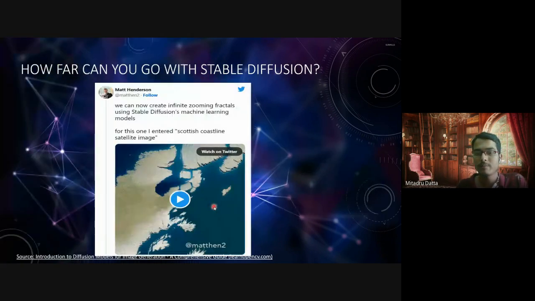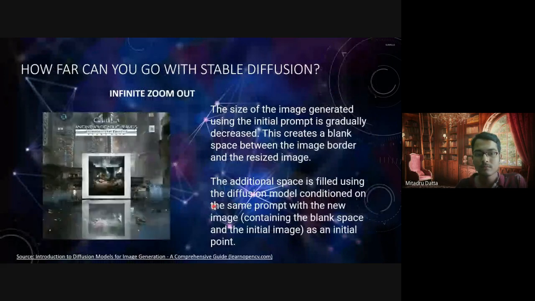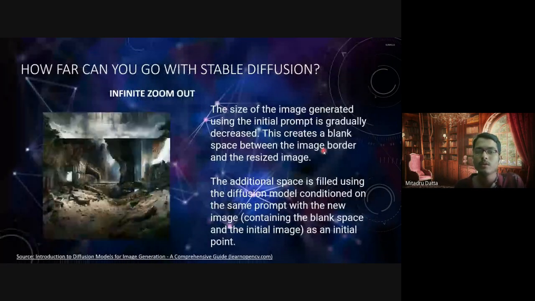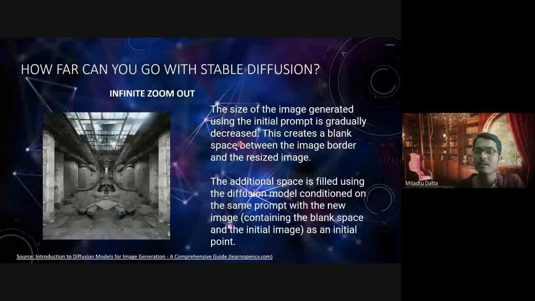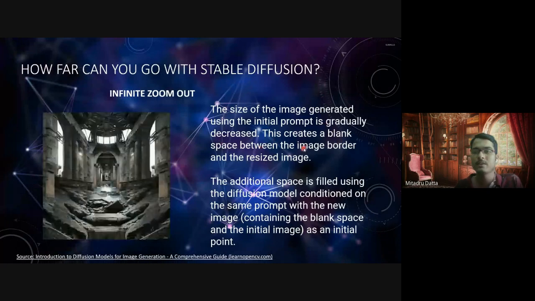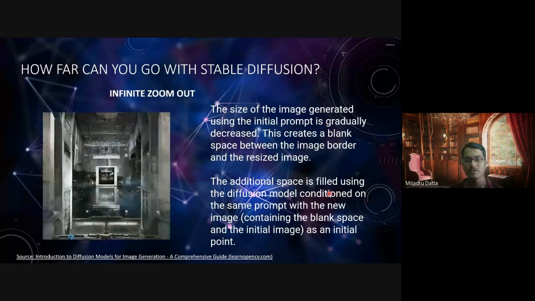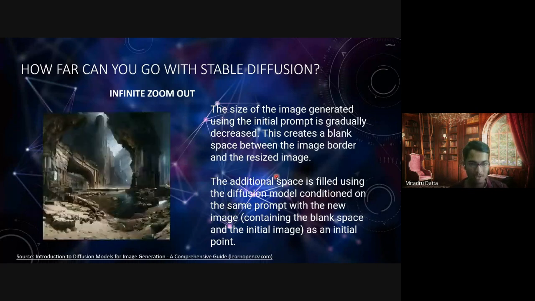So I should have kept this inpainting slide first, I think. Using a similar manner, we can do zoom in and zoom out. The size of the image generated using the initial prompt is gradually decreased. This creates a blank space between the image border and the resized image. The additional space is filled using the diffusion model conditioned on the same prompt. So we are using the same prompt again and again here.